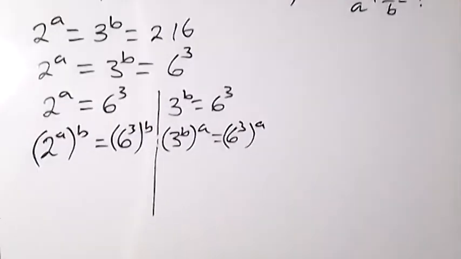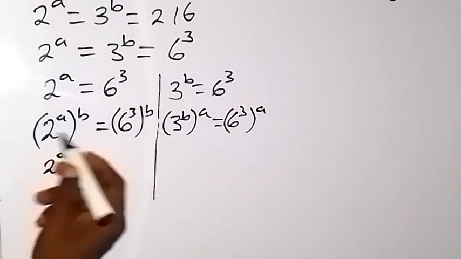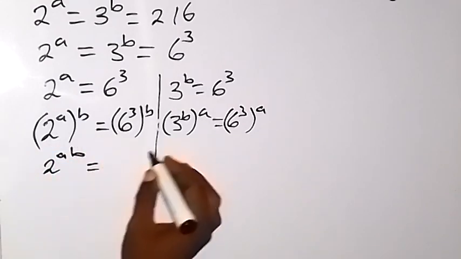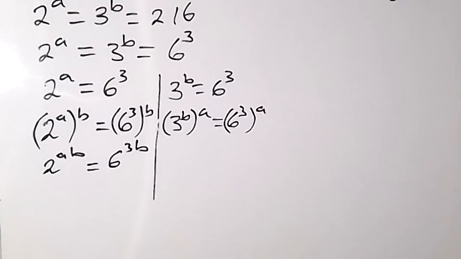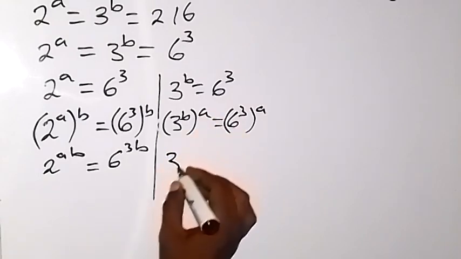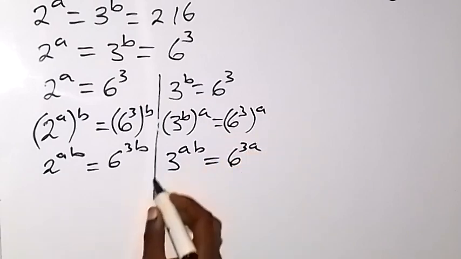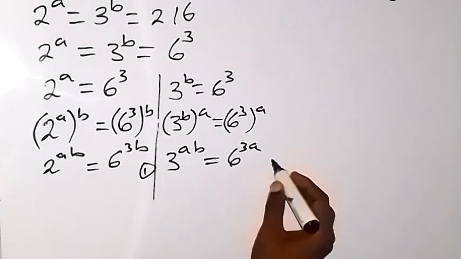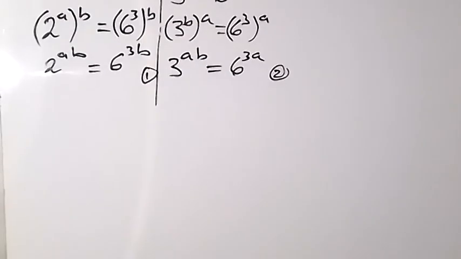So that we now have, on this side, 2 raised to power ab. From the law of indices, the powers multiply, equals 6 raised to power 3b. And also on this side, we have the powers multiplied: 3 raised to power ab equals 6 raised to power 3a. So let us label this one as equation 1, this one as equation 2. And from there, let's multiply equation 1 and 2.